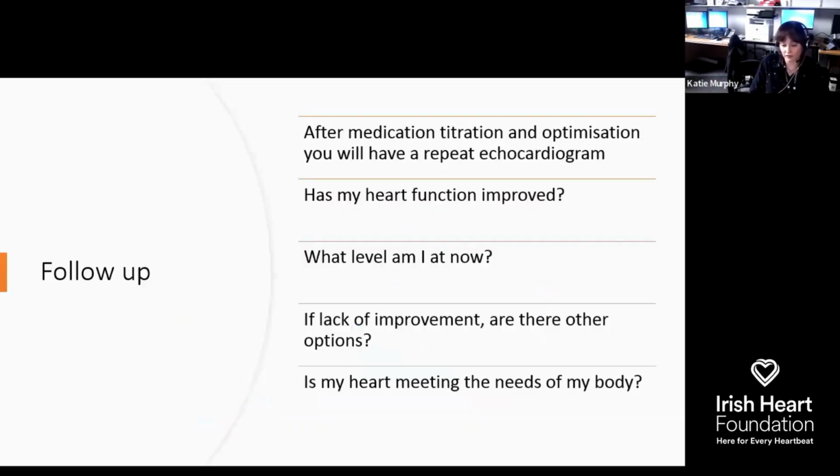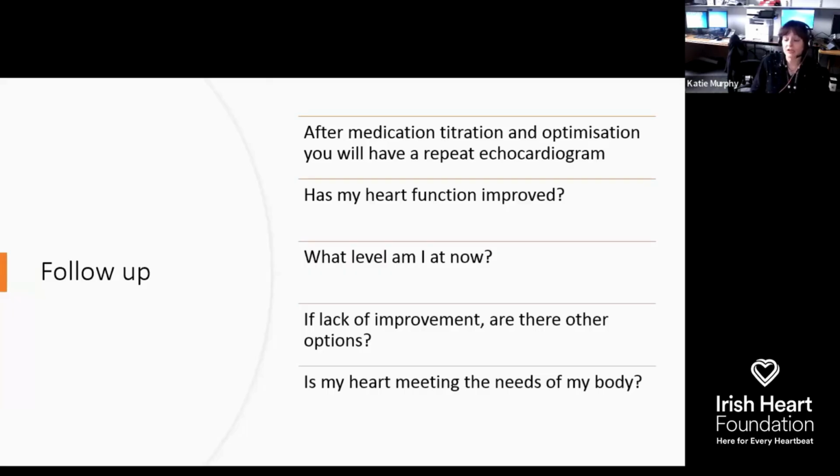And so you've gone through all of these treatments. You've gone through medication titration. You've had your iron replaced. You've done cardiac rehab. And so once you've had this period of time of optimization, you should have a repeat set of testing. And so when you have this testing, you can ask your team, has my heart function improved? And if it's improved, is it back to normal? Is it still reduced? Or what level am I at? If it hasn't improved, are there other things that can be considered?